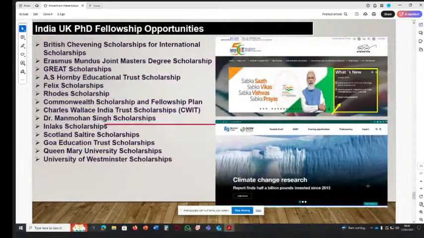There are plenty of UK-India PhD fellowship opportunities available. I would recommend checking 2 websites, the GCRF and the DST website, where in the What's New section you can see multiple PhD opportunities and whatever funding or fellowship sources are available. I'm not saying check every day, just keep checking maybe once in 2 or 3 weeks, on a weekend, to see what fellowships are available.